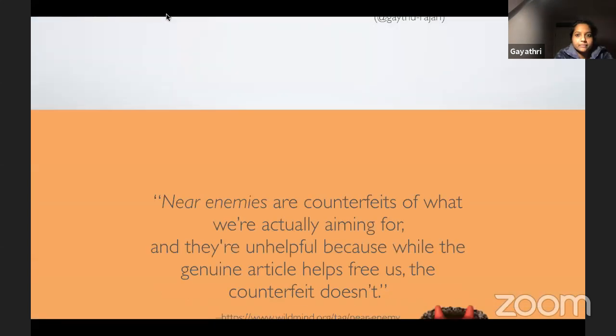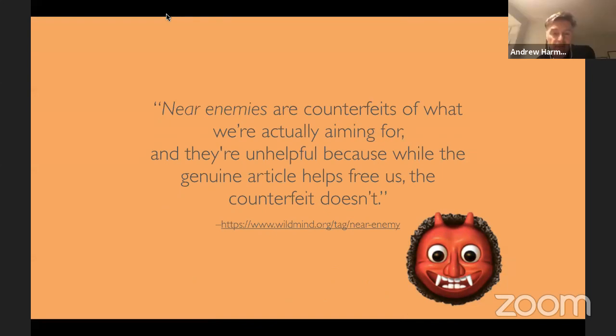So there's a term that we've taken from a completely different discipline, and that's Buddhism. The term is the near enemy. We're aware that people probably don't understand what a near enemy is, so we thought we'd find a good quote to explain it. It's a really nice lens to use to think about why things might not be working. So the quote here explains what a near enemy is.